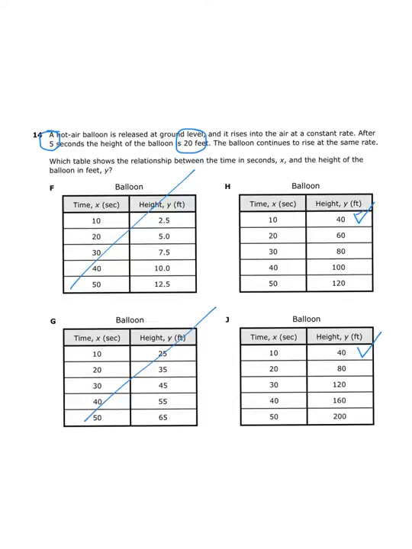Double 20 and it would be at 80, right? So each time you're going up by 20 and 5. So that eliminates H. So letter J is the correct answer. You're just looking for the one that matches the pattern.